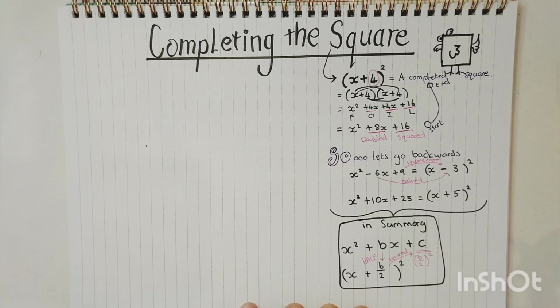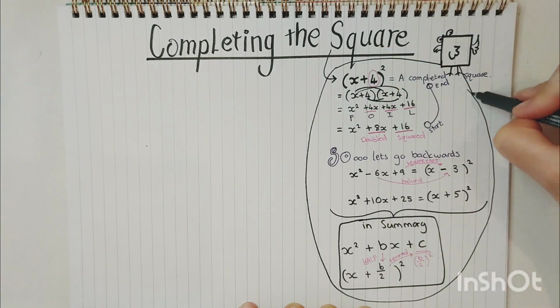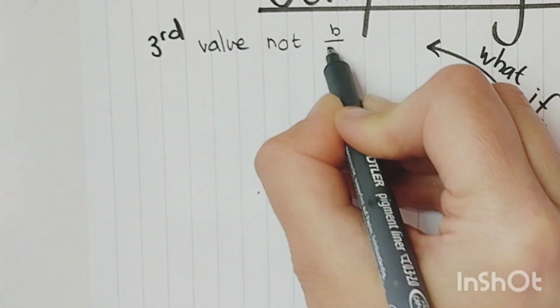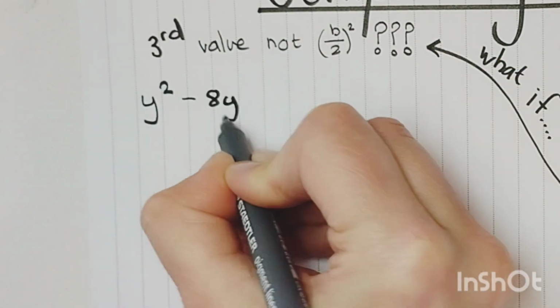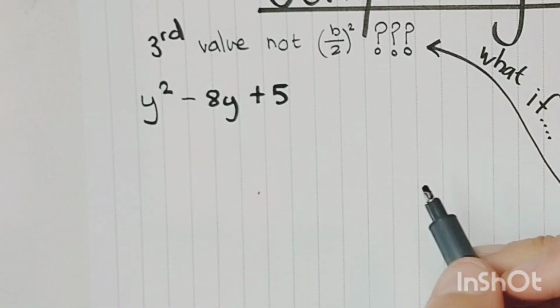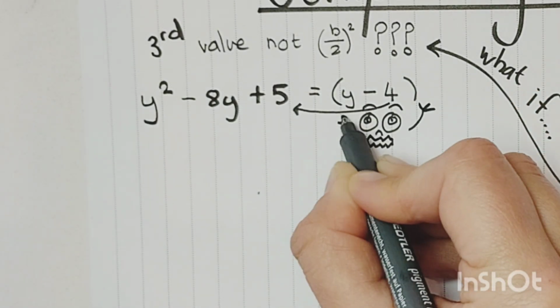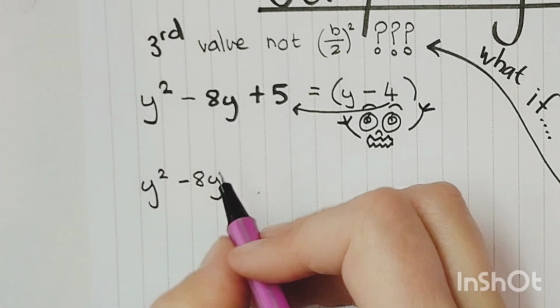Okay, so what we need to ask ourselves is what's going to happen if the c and the b don't have that relationship. If the c is not half of the b squared, then what do we do? Because then it's not a perfect squared bracket. Like in this example, that 5 doesn't work. If you try to put this into a bracket and you use the 4, which is half of your 8, it doesn't square to give you the 5. So what do we do?